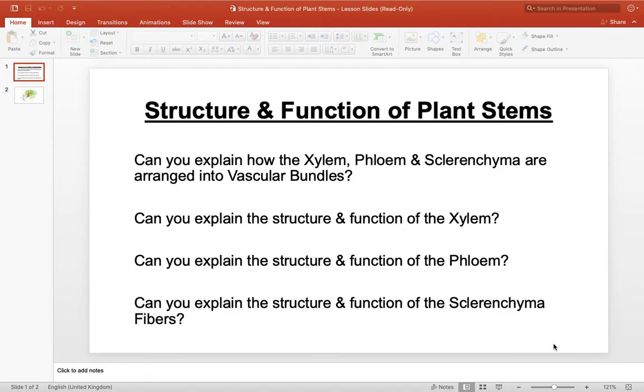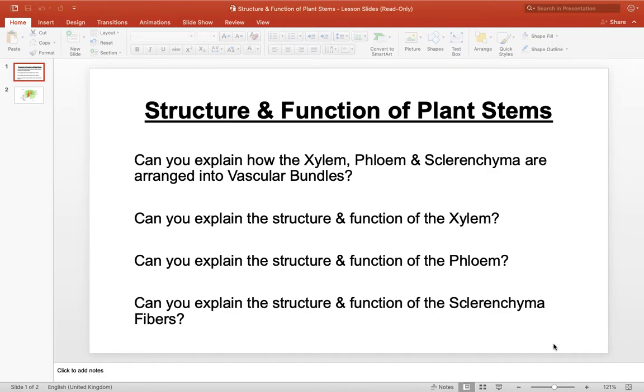Hello and good morning to our first lesson in the topic on transporting plants. In the previous topic we looked at transporting animals and we mostly looked at the mammalian circulatory system. Today we need to have a look, or at least start looking at, transporting plants.